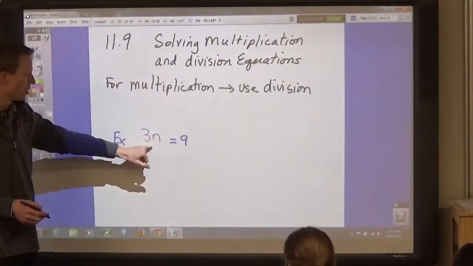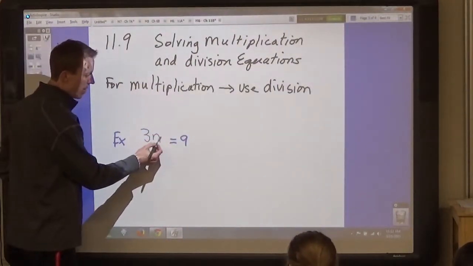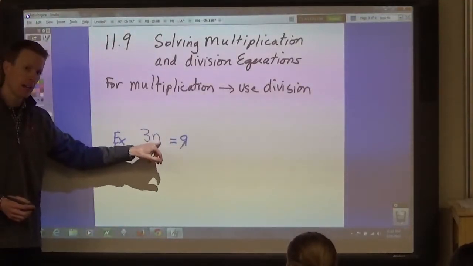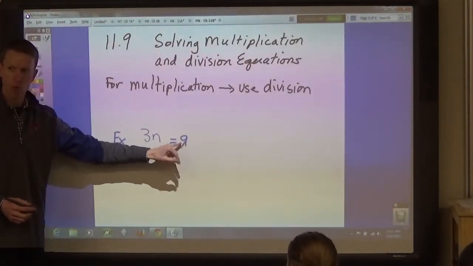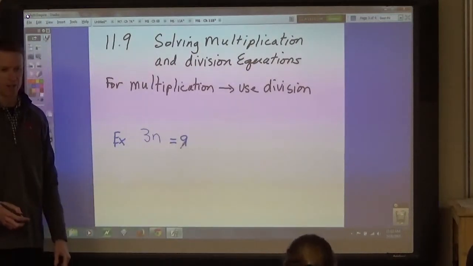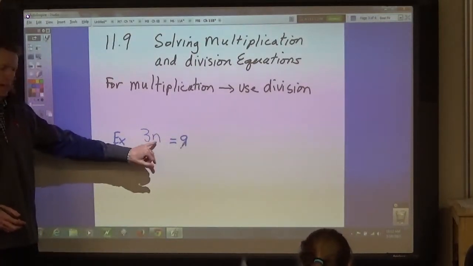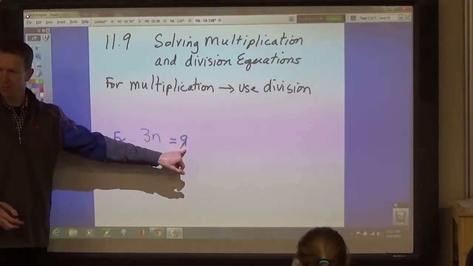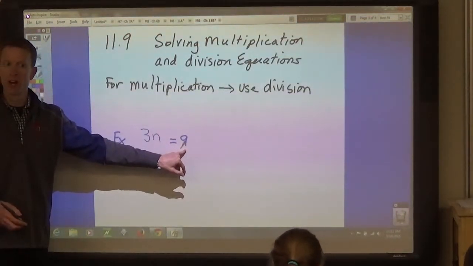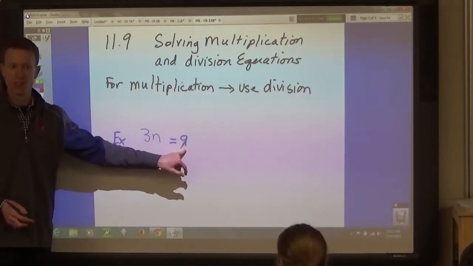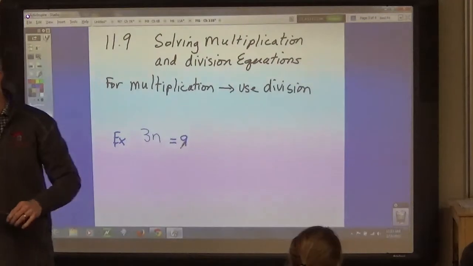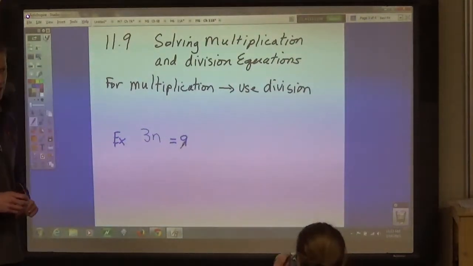This is a multiplication equation. 3n equals 9. So 3 times n equals 9, or 3 times a number equals 9. Now, you all know that 3 times 3 equals 9. That's not the point of this. The point is to learn how to prove your solution using the rules of algebra, the rules of math.